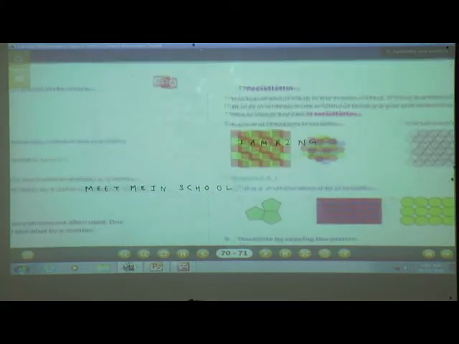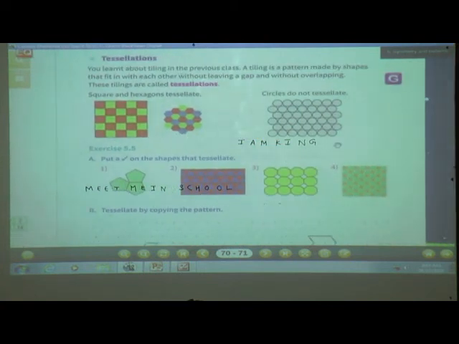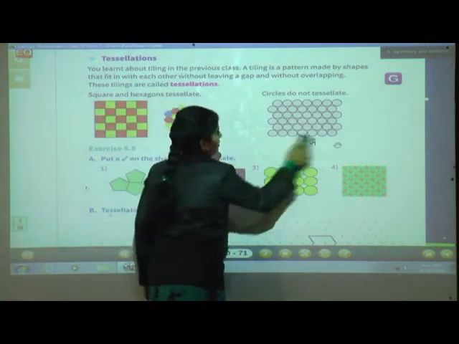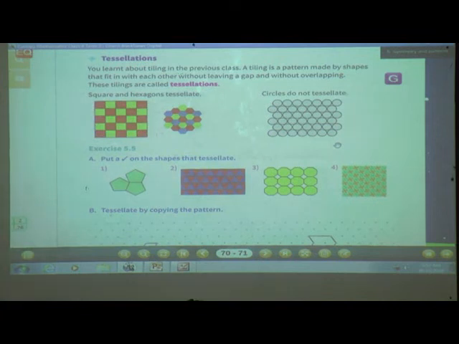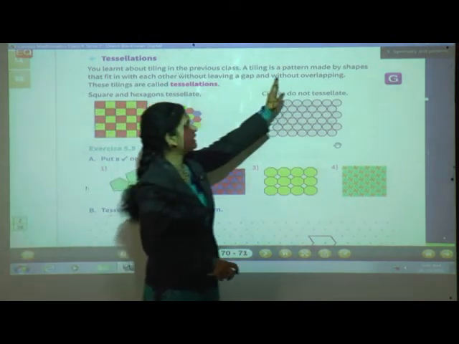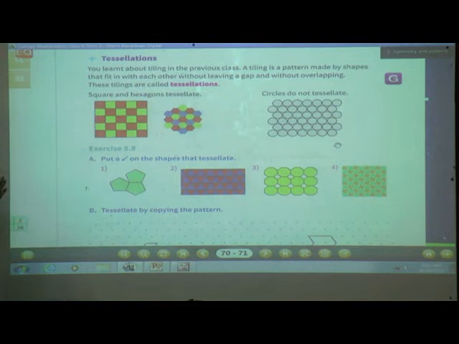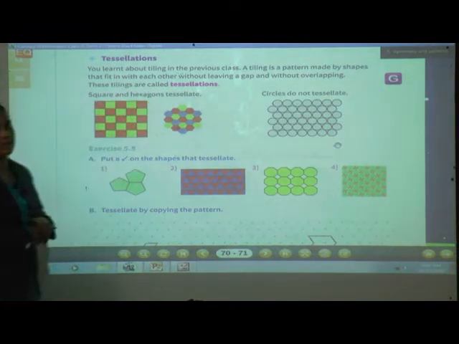Here, tessellations. So what is meant by tessellations? See students, here you learned about tiling in the previous class, isn't it? So a tiling is a pattern made by shapes that fit in with each other without leaving a gap and without overlapping. These tilings are called tessellation.